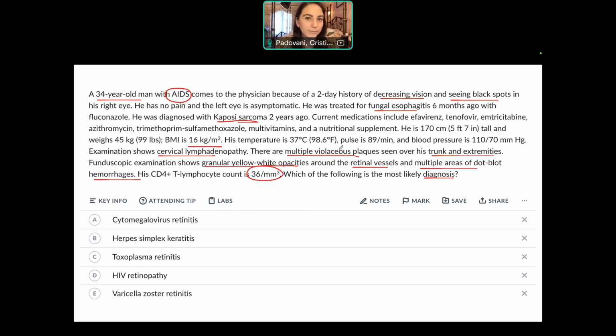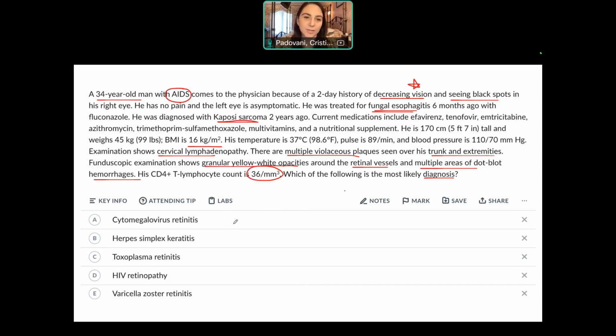So I know we didn't talk about all of these, but basically, to sum this up, the reason they're giving you like, oh, he had Kaposi, then he had fungal esophagitis, is I think that they're just adding to the story that he has AIDS. So he's been sick for quite some time. So you can assume his T cell count is quite low, even though they tell you it is. But now he's getting these symptoms, it seems like a retinitis, and he's got plaques seen on his skin and his extremities. But mostly, what did he come in for? He came in for that decreasing vision. So he came in for the retinitis.